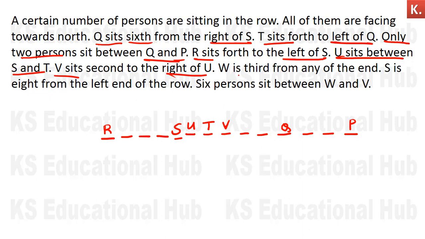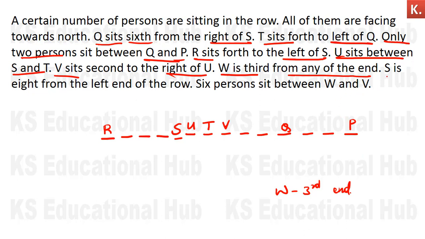The next one is W sits third from any of the ends. So W will be sitting third from any of the ends. It is not mentioned whether from the left end or the right end, so I'm just going to keep it on hold.